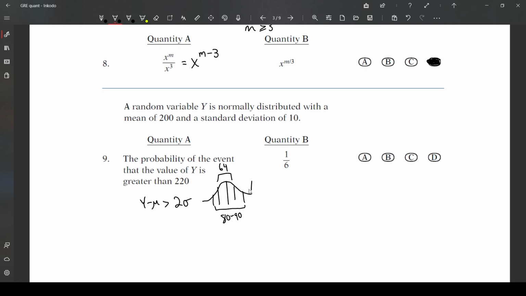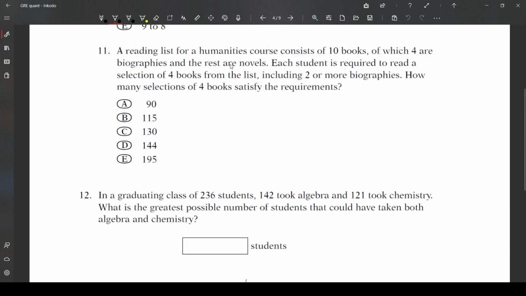So let's say 80% at worst. That means that this tail would be 10%, right? Because if it's 80, then you have 10 and 10. And then 10% is 1/10, which is less than 1/6. So I believe quantity B is greater. And obviously, if this were like 90, then this would be 5%, and it's getting smaller. So I believe B is the greater one. I'm a little rusty on that, though.